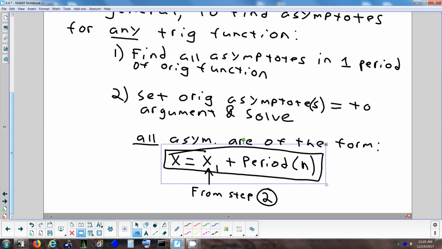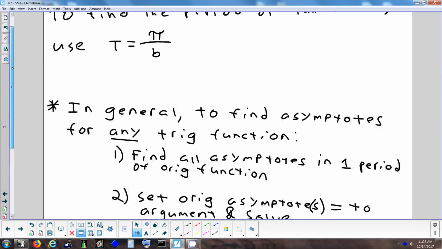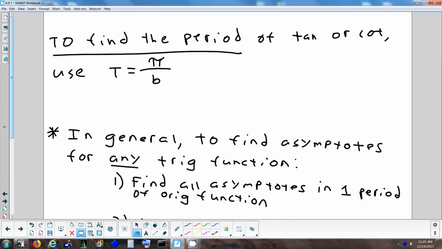Take the asymptote you found in step 2, and then put plus the period times n. If it was pi, you would put plus pi n. If the period was 7 pi, you would put plus 7 pi n. And if you're wondering how you find x1, that's what we did in step 2. How do you find the period? Right there, we use that formula.